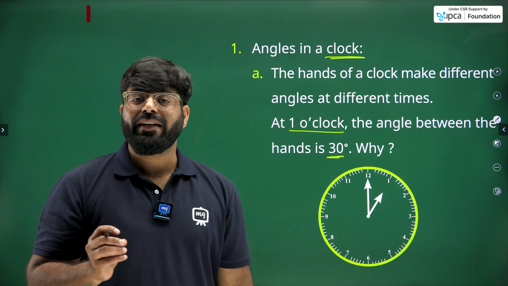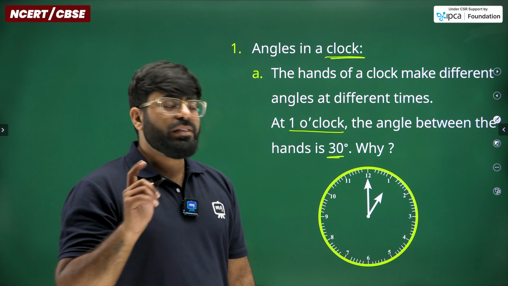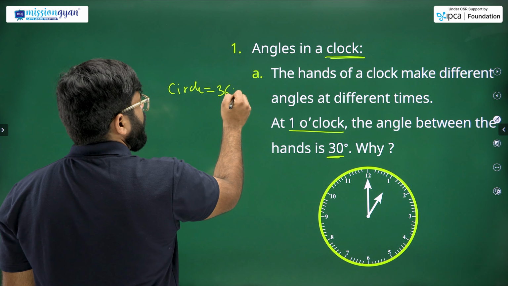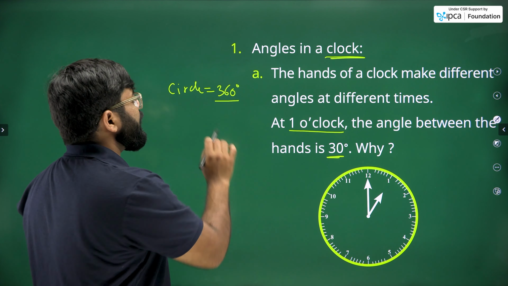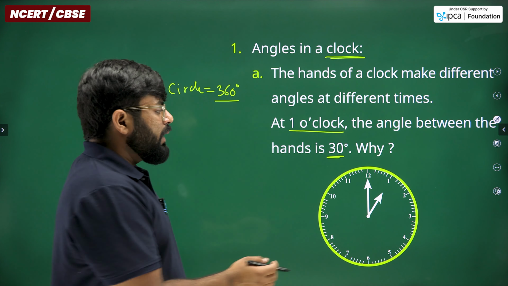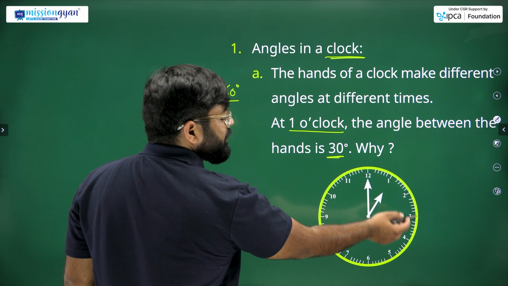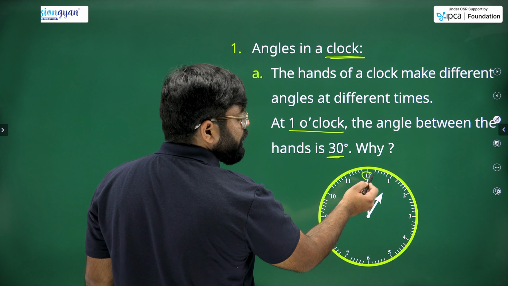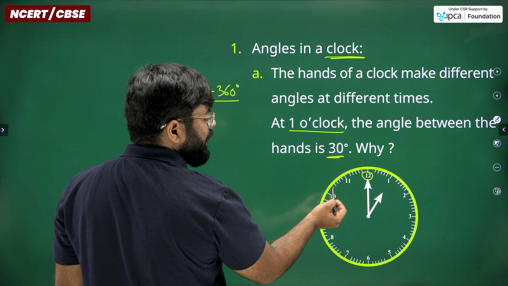So let's understand why we are getting this angle of 30 degree. The first thing you know is that a circle measures how much degree? A circle measures 360 degree. That means we can say that a circle is divided into 360 equal parts. Now, is this a circle or not? Yes, sir, it is a circle. And in how many parts is this circle divided in this clock? Sir, it is divided into 12 parts. Let's count 1, 2, 3, 4, 5, 6, 7, 8, 9, 10, 11, 12.